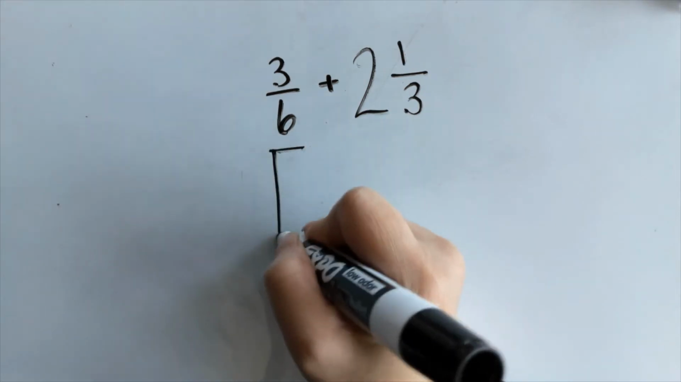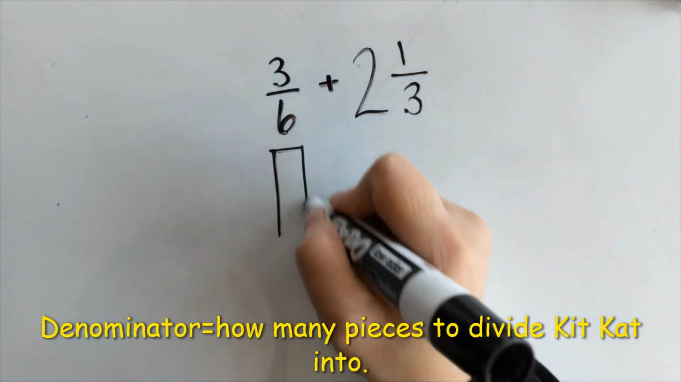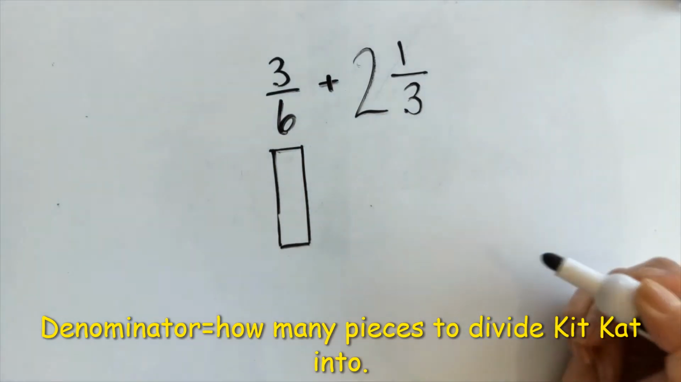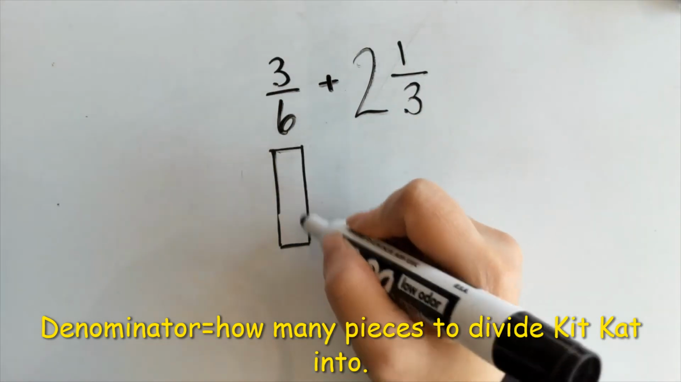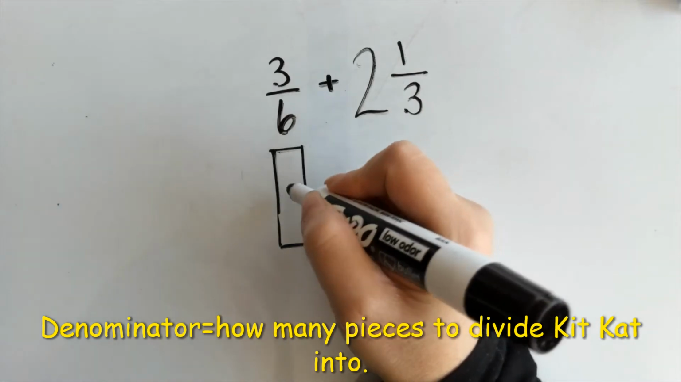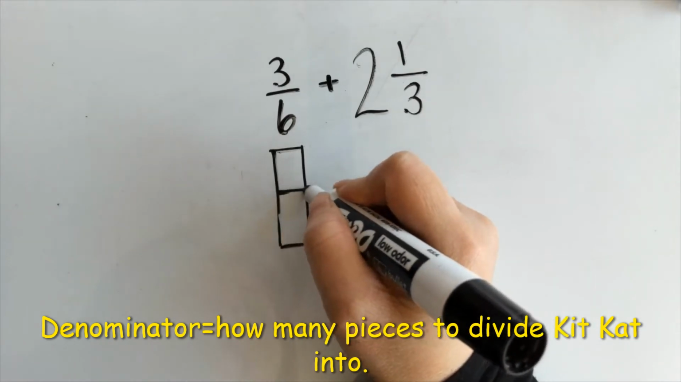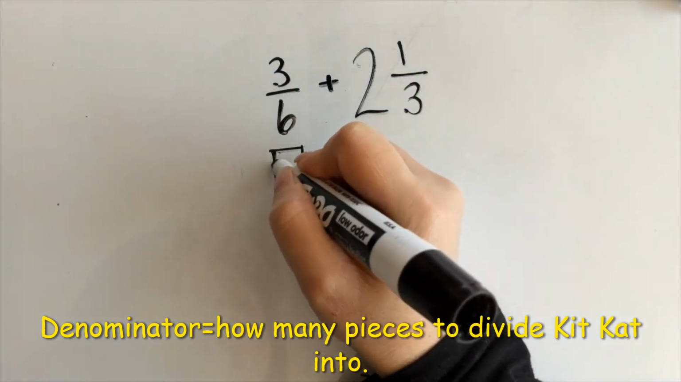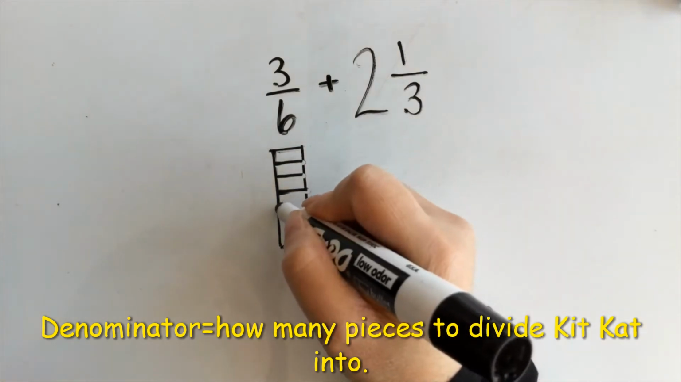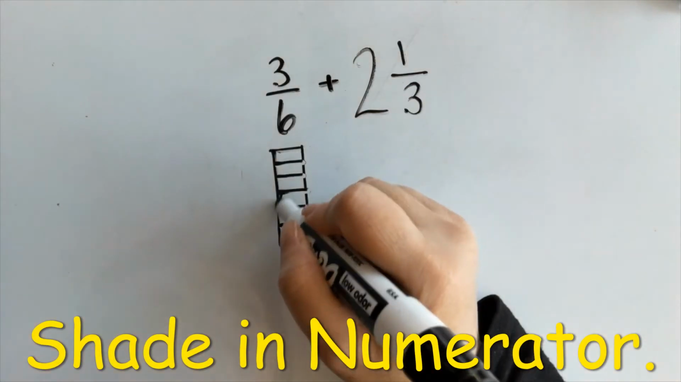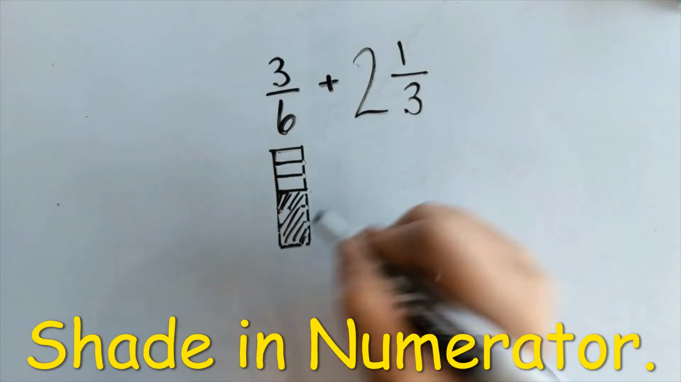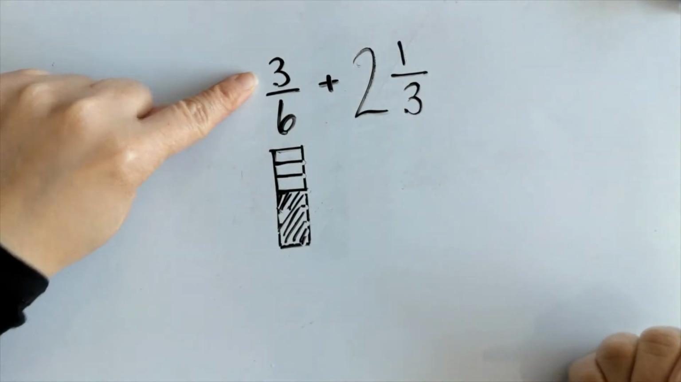Okay, so I always look at the fraction part and I draw myself a KitKat bar. Here's my KitKat bar. The denominator tells me how many pieces I need to cut this KitKat bar into, and I need to cut this into 6 pieces. I am trying to cut this into 6 equal pieces. The numerator tells me how many pieces I have. So here are my 3 pieces for my numerator.